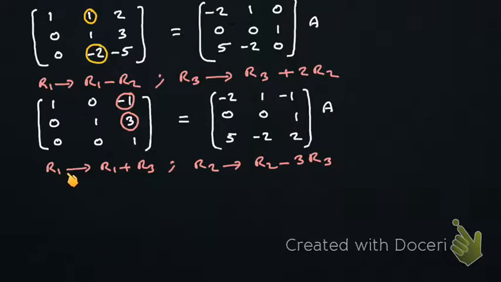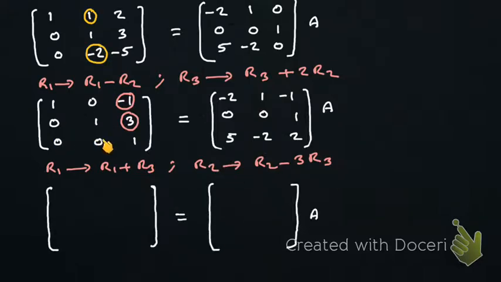So you are going to change R1. You are going to also change R2. What is staying the same is only the third row. So let's copy the third row the same. 0, 0, 1, 5, minus 2, 2. I copy the same. My R1 is changing as R1 plus R3.